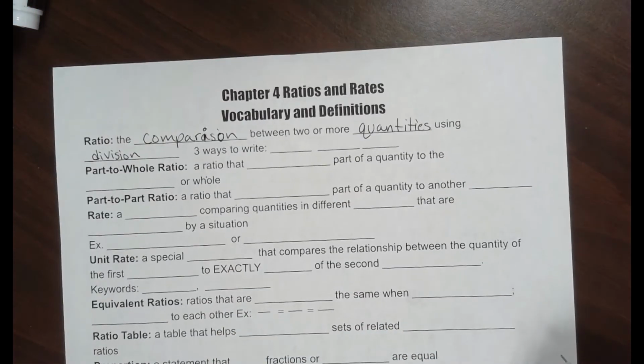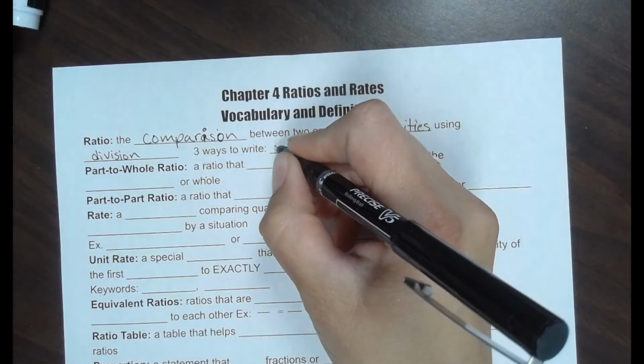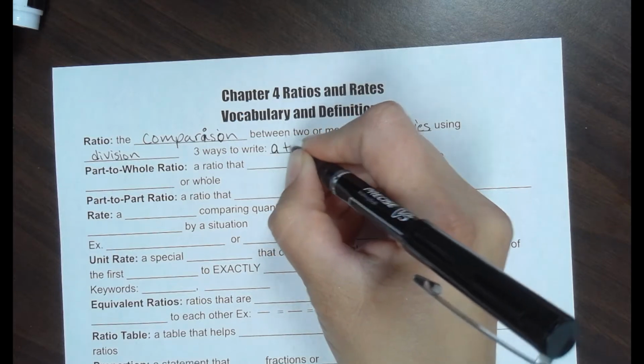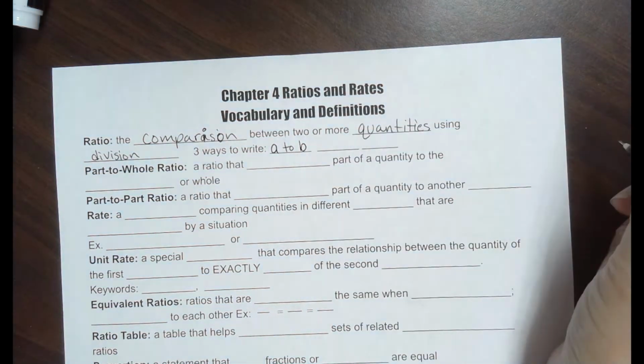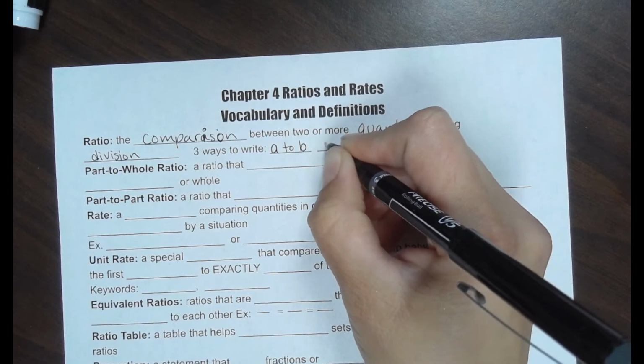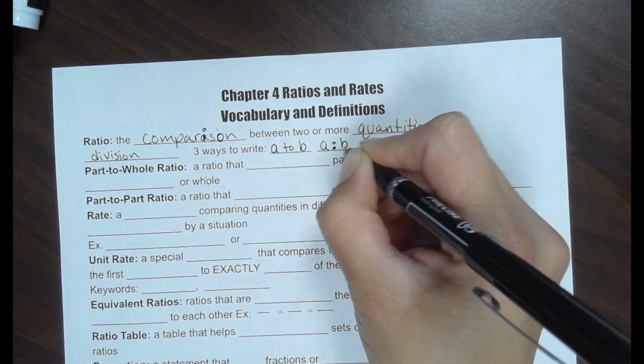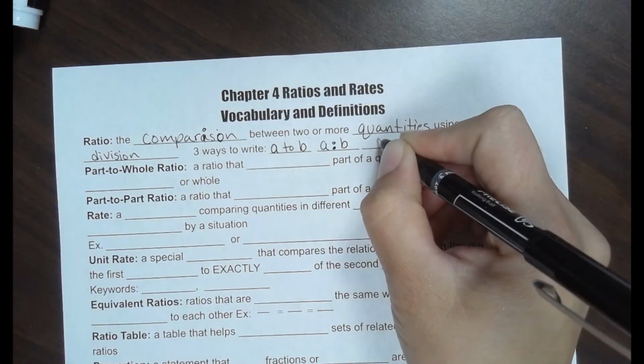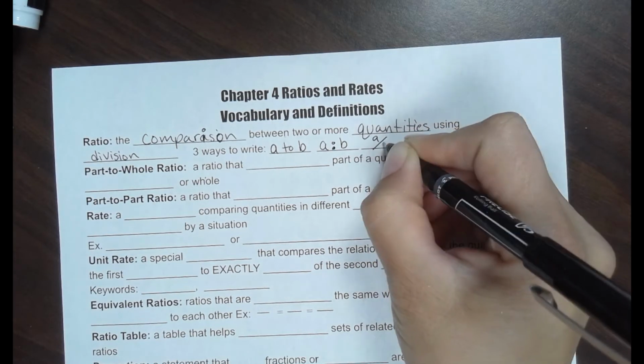So there are three ways that we can write ratios. We can write A to B, meaning the first thing to the second thing. We can write A colon B. We can write it also as a fraction, so A over B.